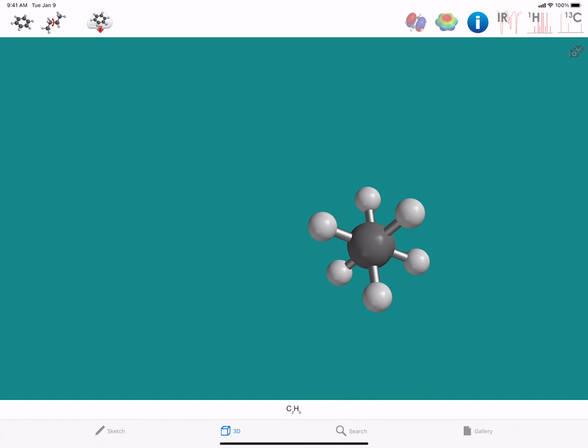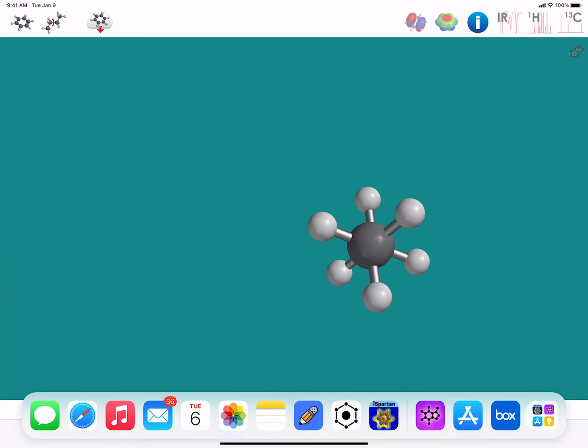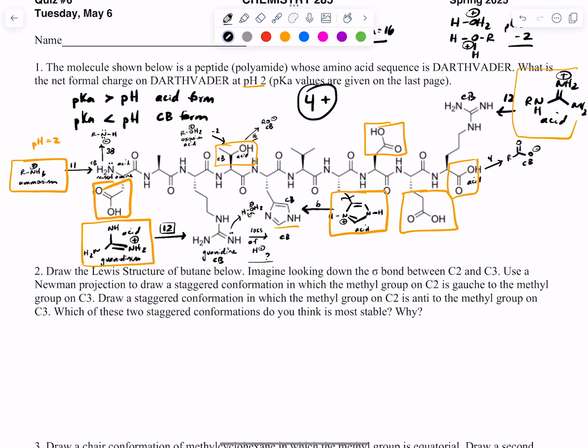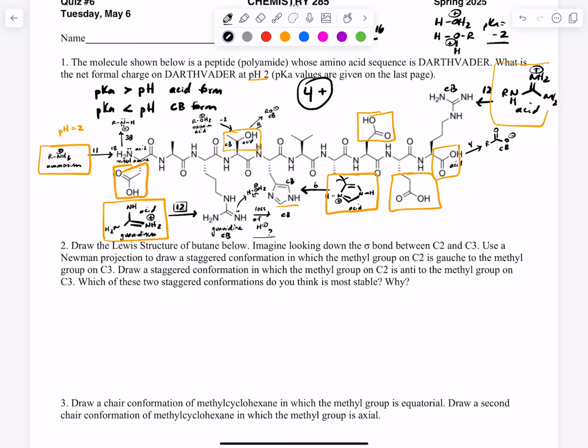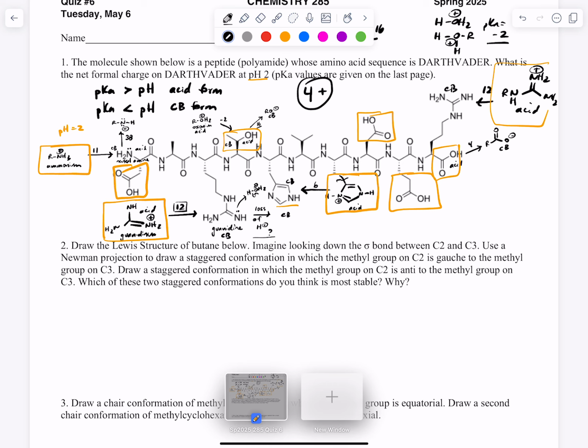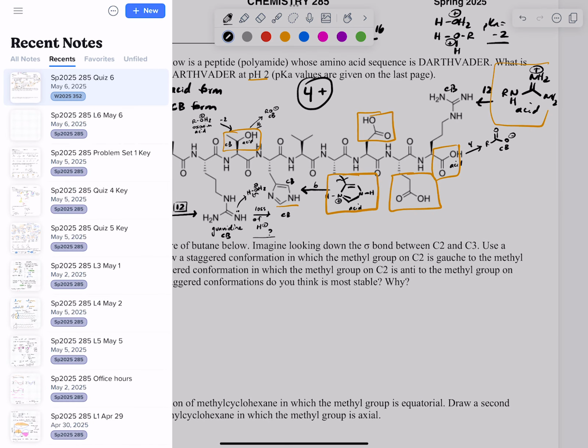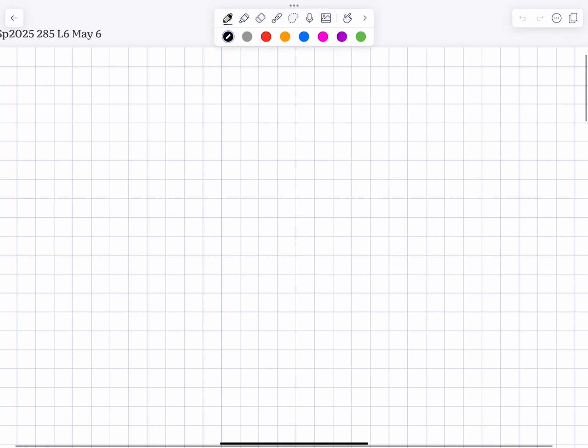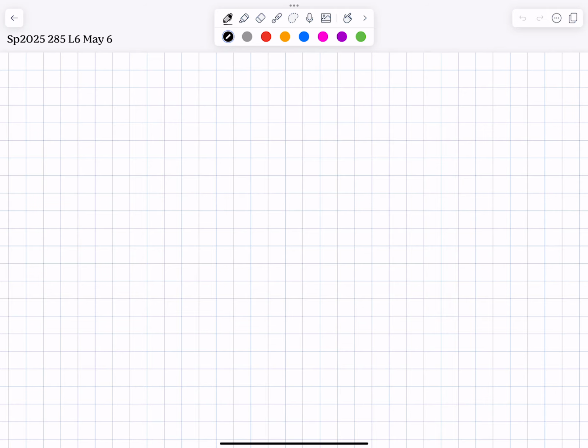So ethane is as simple as it gets. Let's do a little bit more complicated. Let's work on your quiz question 2. We're going to draw the Lewis structure of the molecule called butane. So before you do that, let me just summarize on paper 2 conformations that we've talked about for ethane.